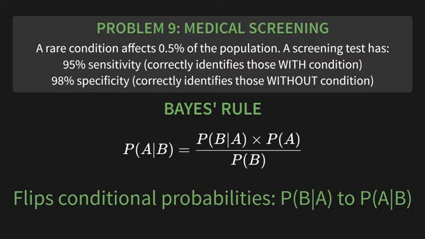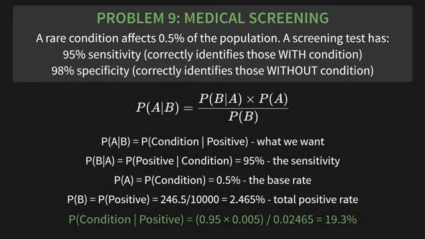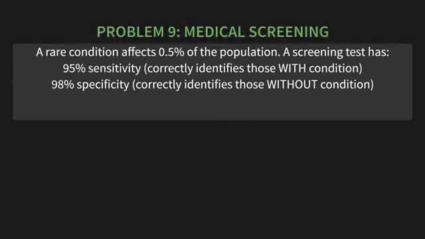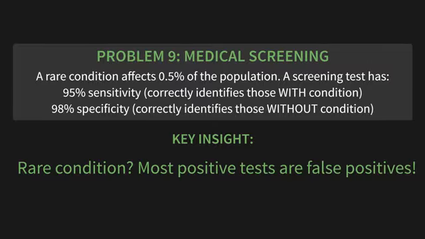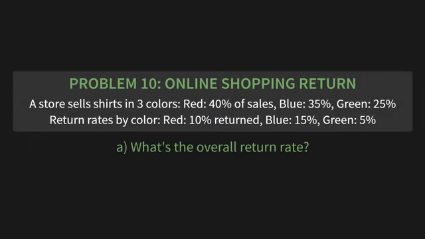It forces us to consider not just the test accuracy, but also how common or rare the condition is. When something's really rare, even great tests produce mostly false alarms. So, here's the takeaway. If you ever get a positive test for something rare, don't panic. Ask for a follow-up test. The math is actually on your side. This is why doctors don't diagnose based on a single test. They understand that with rare conditions, most positive results are false alarms.